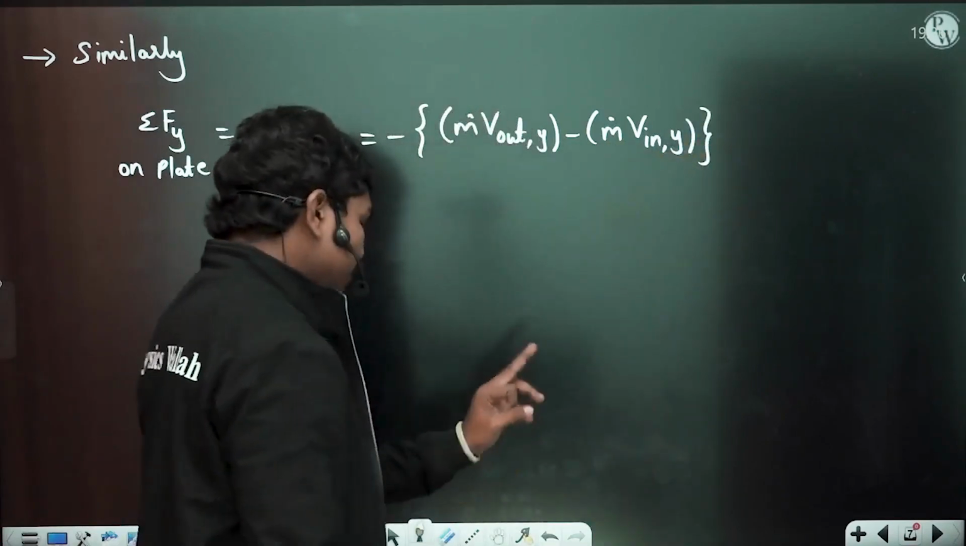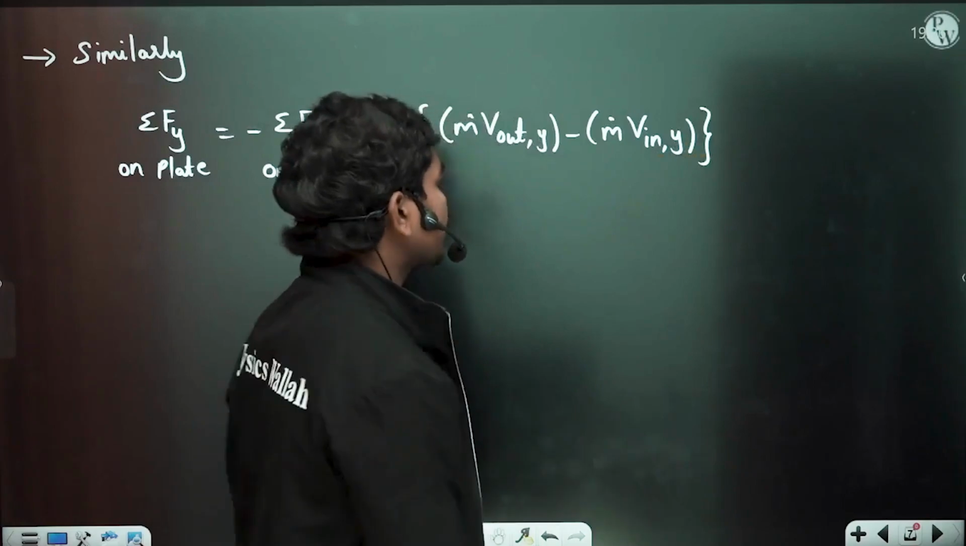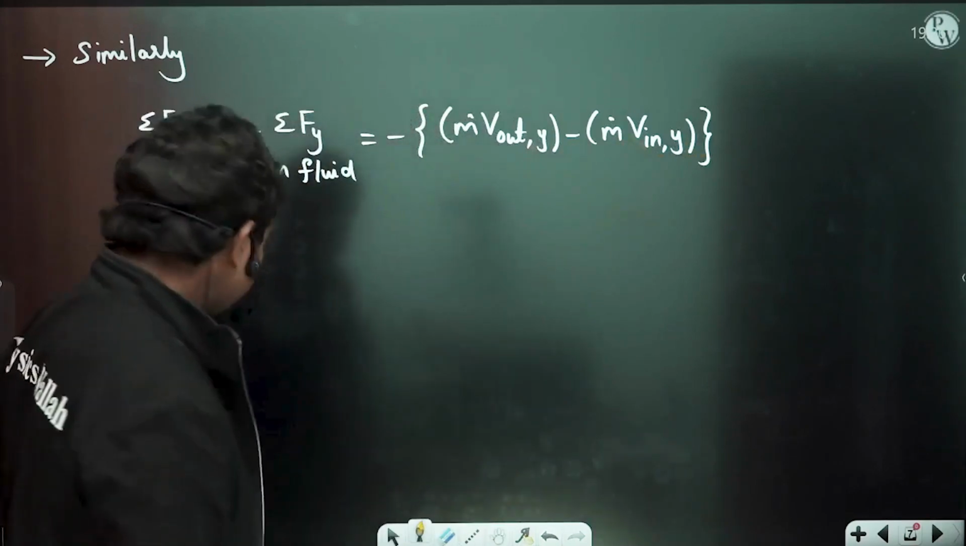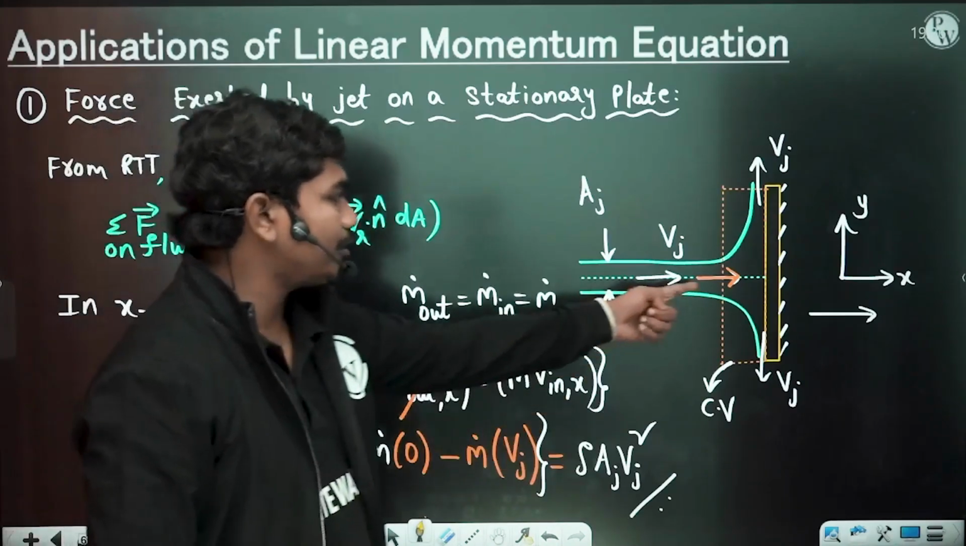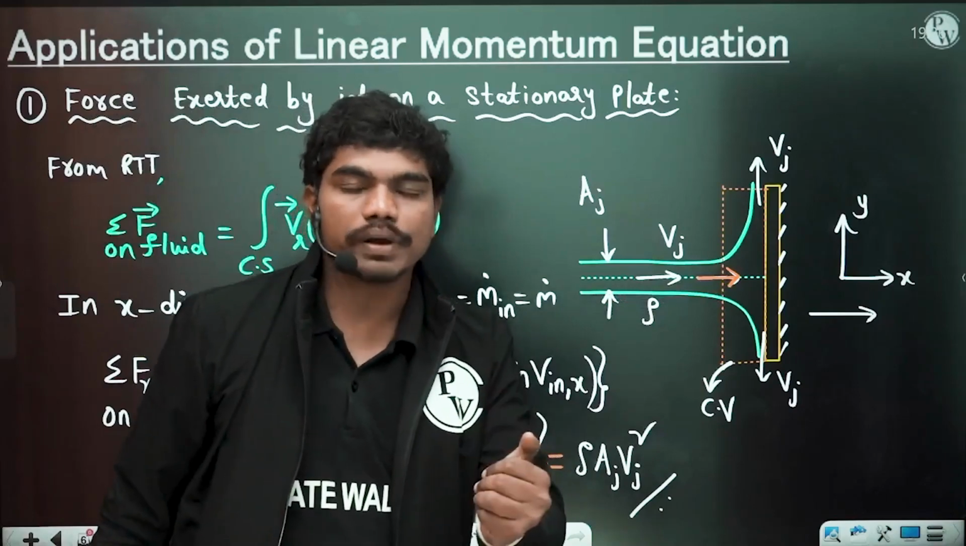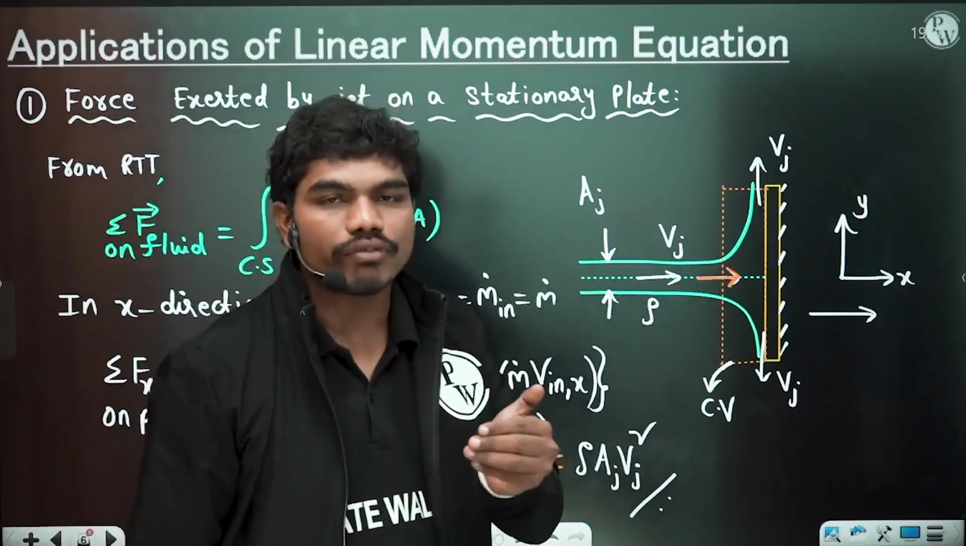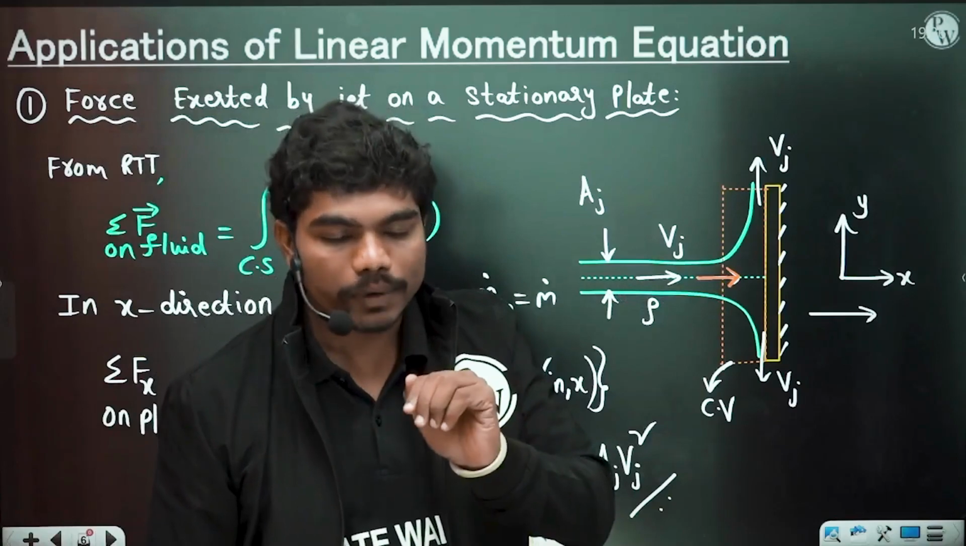Now tell me one very important thing here. At the inlet into this control volume, is there any y component of velocity for the flow?